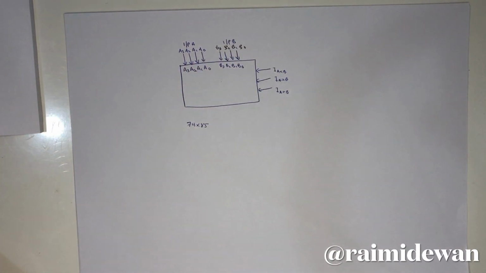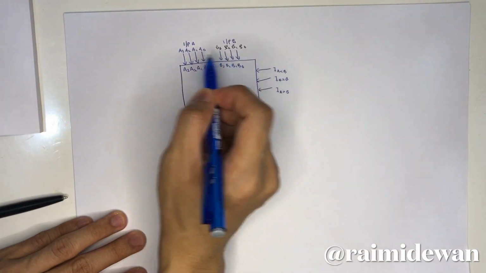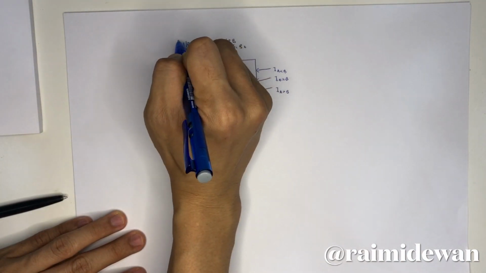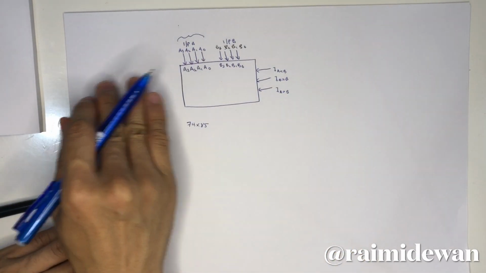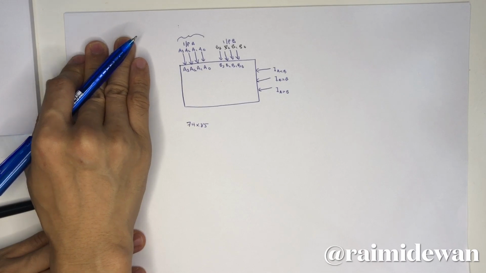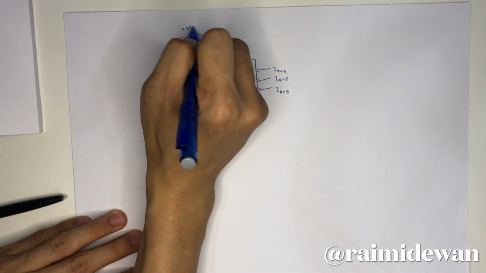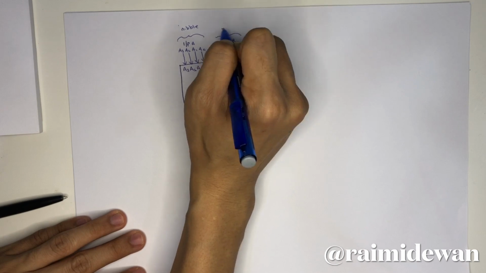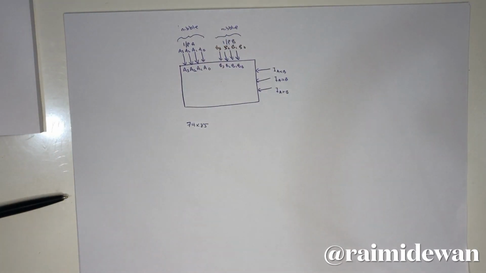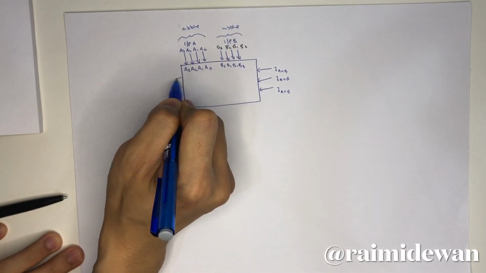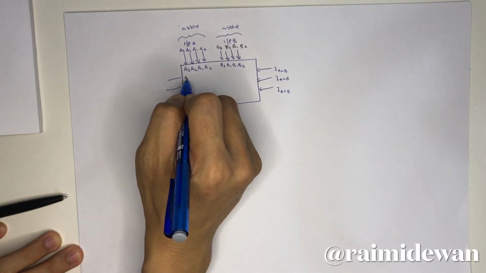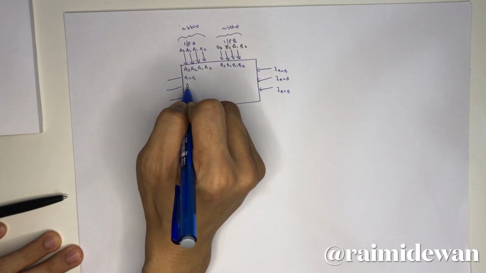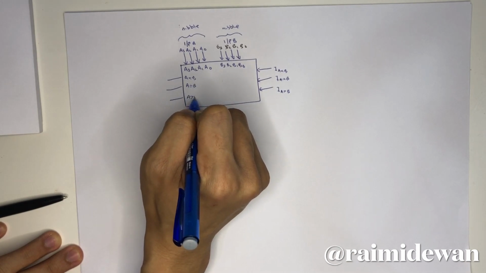You can see this one consists of 4 bits and this one also consists of 4 bits. If you want to create 8 bits and so on, this one will be the lower nibble and this one will be the upper nibble. Each is just a nibble because it is 4 bits. Then we have 3 outputs: A greater than B, A equals to B, and A less than B.